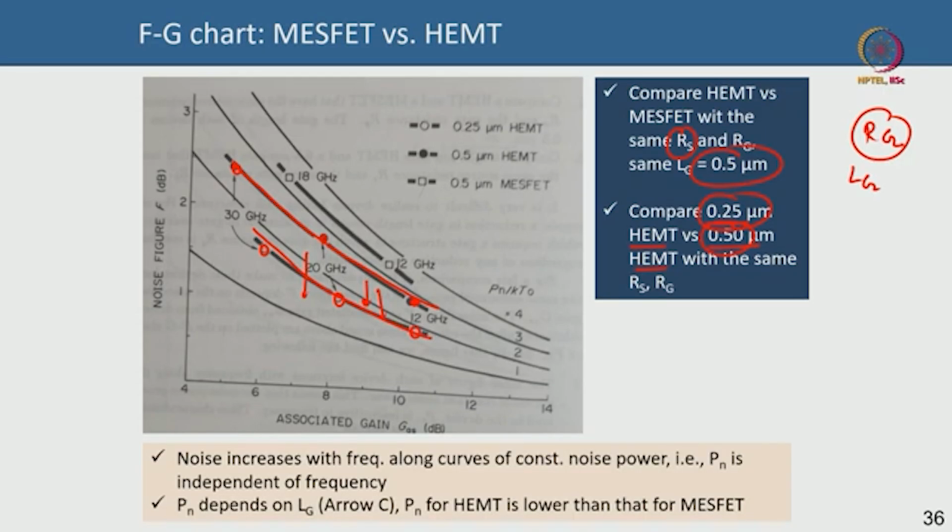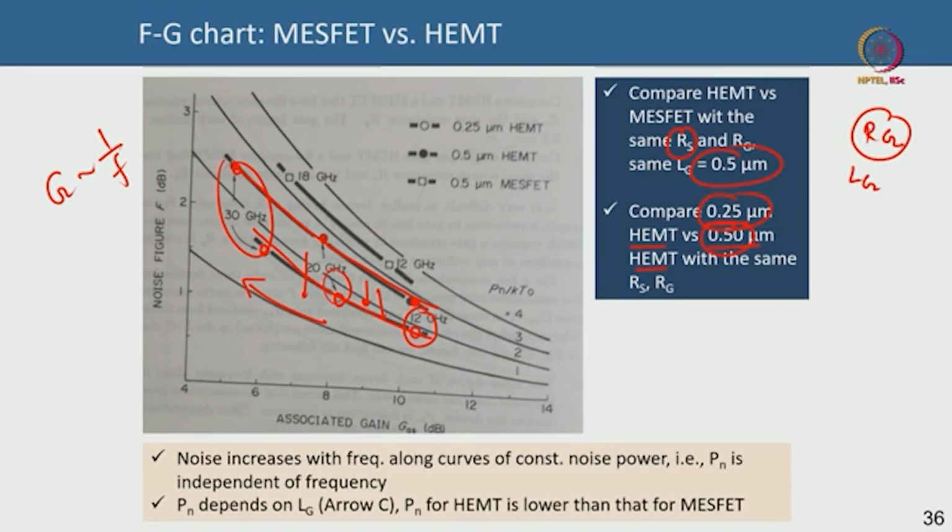It is very clear. You can also see that with higher frequency, this is at 12 gigahertz, this is at 20 gigahertz, this is 30 gigahertz, with higher frequency the noise figure becomes worse, or higher. Why? Because at higher frequency your gain reduces, your gain goes as 1 by frequency. So, if you are at higher frequency, your gain reduces, and that is why your noise figure increases.